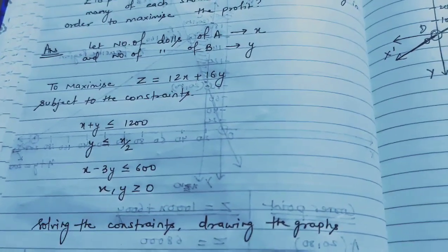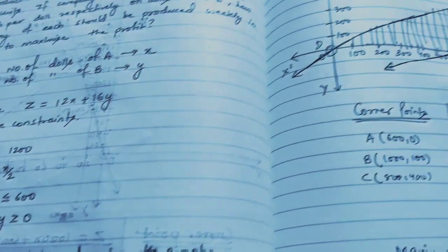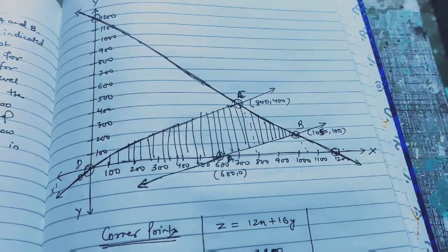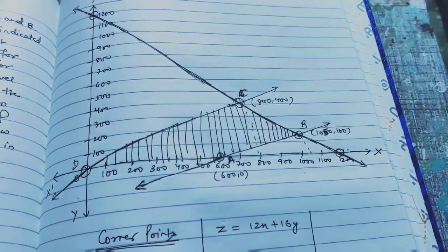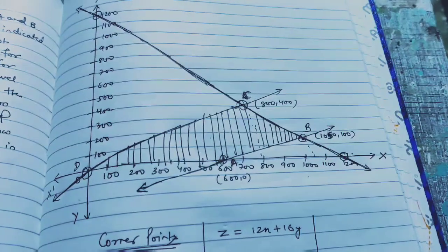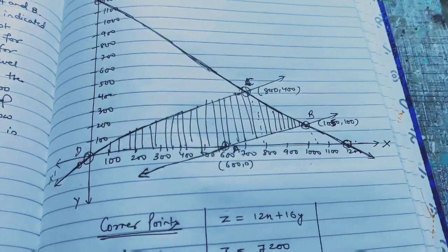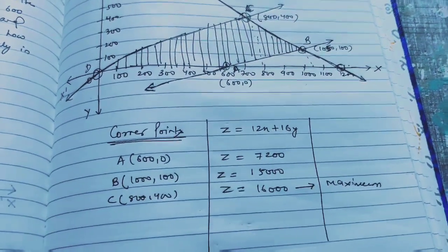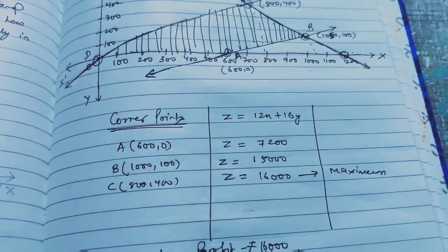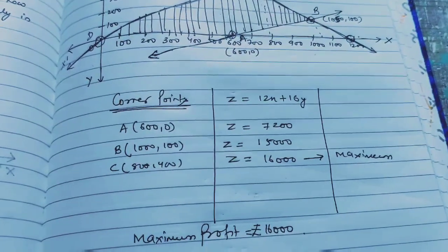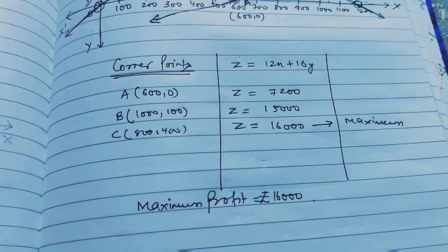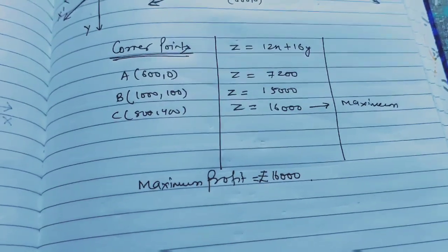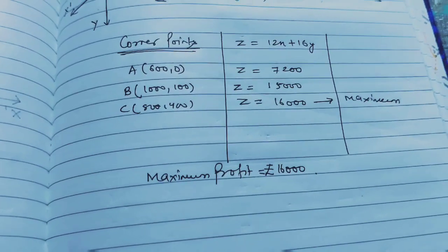Again, solving the constraints using the system of linear inequalities and drawing it on the graph, we'll get a graph of this type. You can all draw the graph on graph paper to understand it more clearly. Again, by the corner point method, plot the corner points and put each corner point in the objective function to find the maximum value, which you will get at point C, that is (800, 400), meaning the number of dolls of A produced is 800 and the number of dolls of B produced is 400.